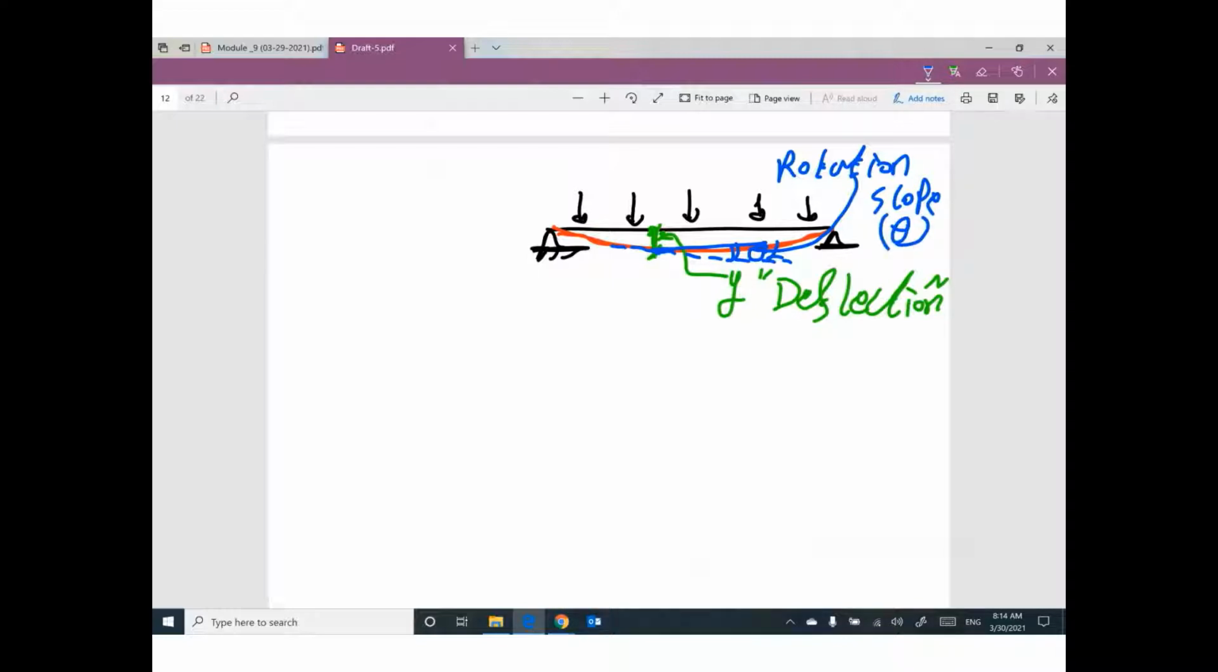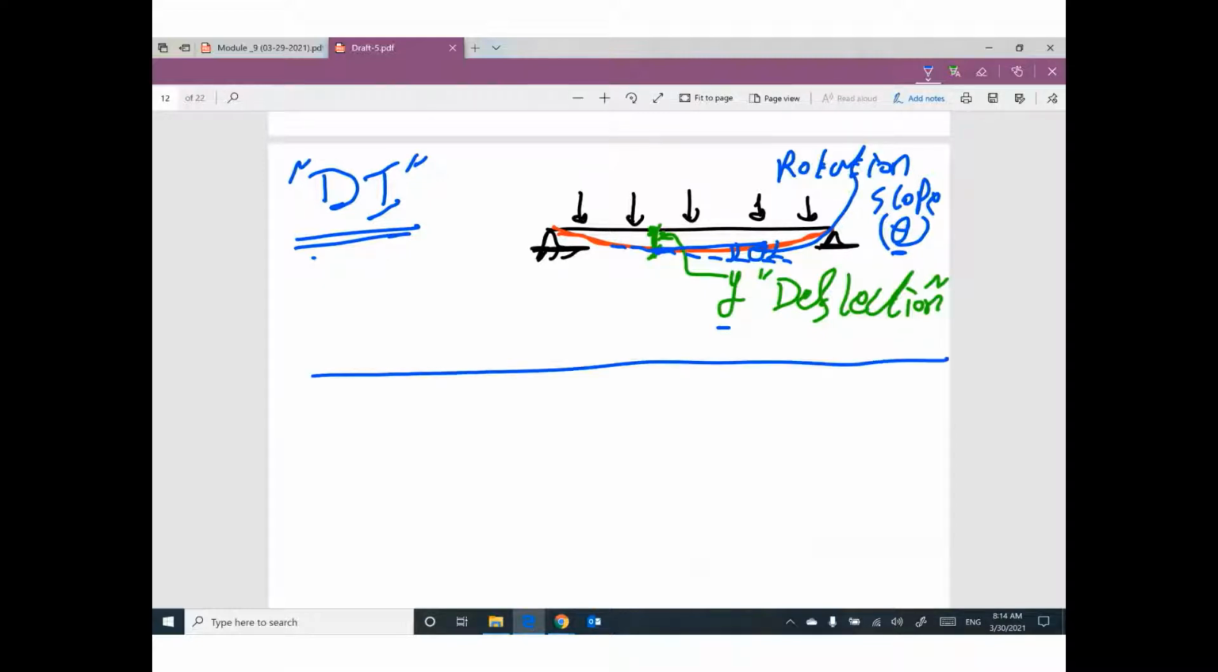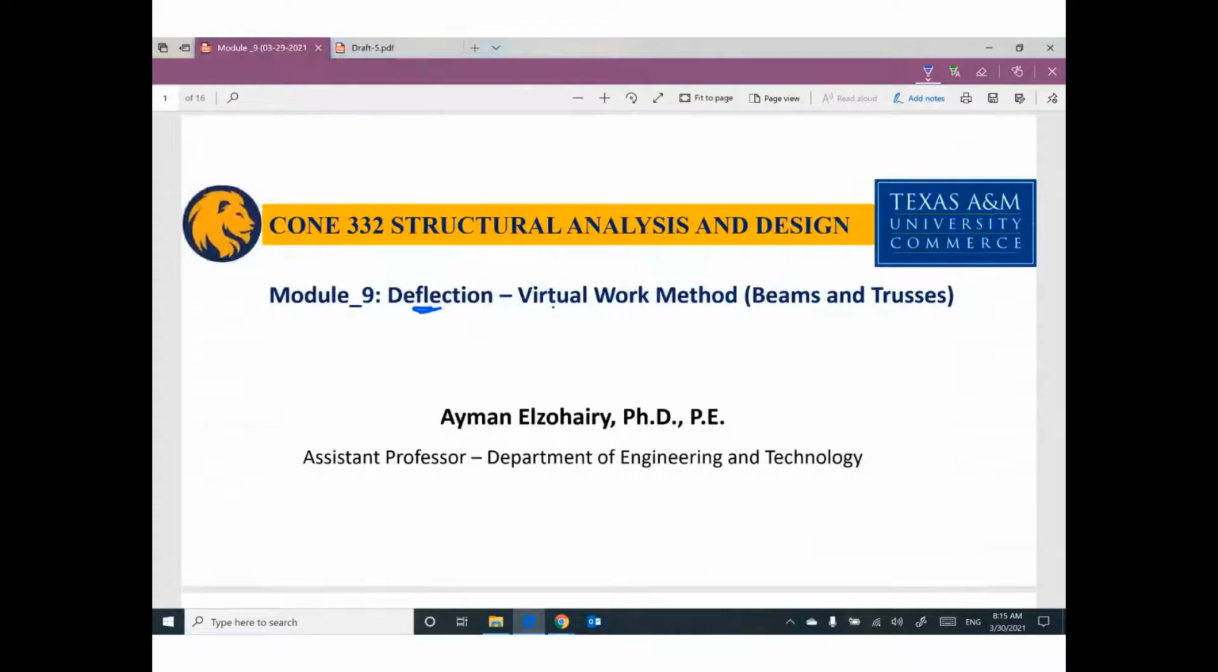We learned last week a topic or a method called double integration method. This method will help us to figure out what is the value of theta, what is the value of deflection. Today, we will start another method called virtual work method.